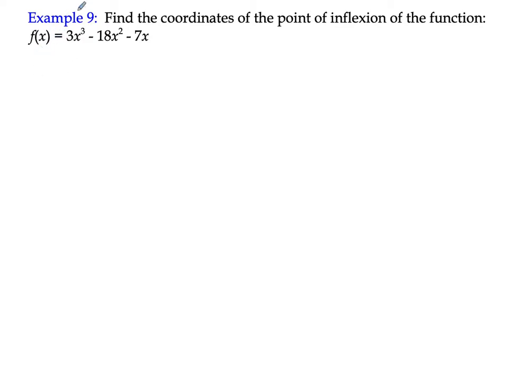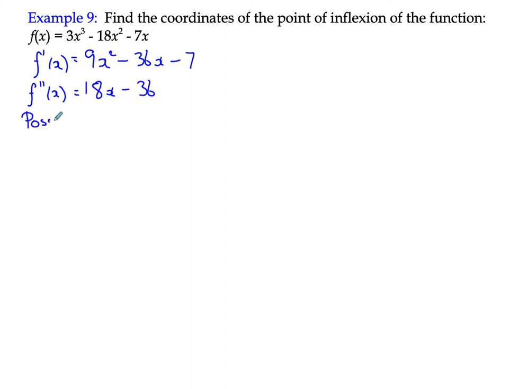So if that's the original function, then the derivative of that function is going to be 9x squared minus 36x minus 7. And we can continue to the second derivative, which is 18x minus 36. We want to analyze a possible point of inflection, so let's write that down.